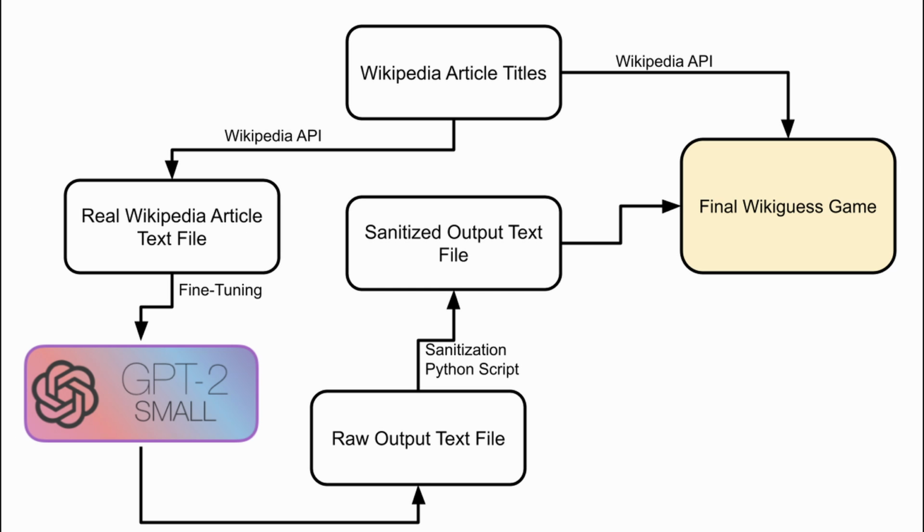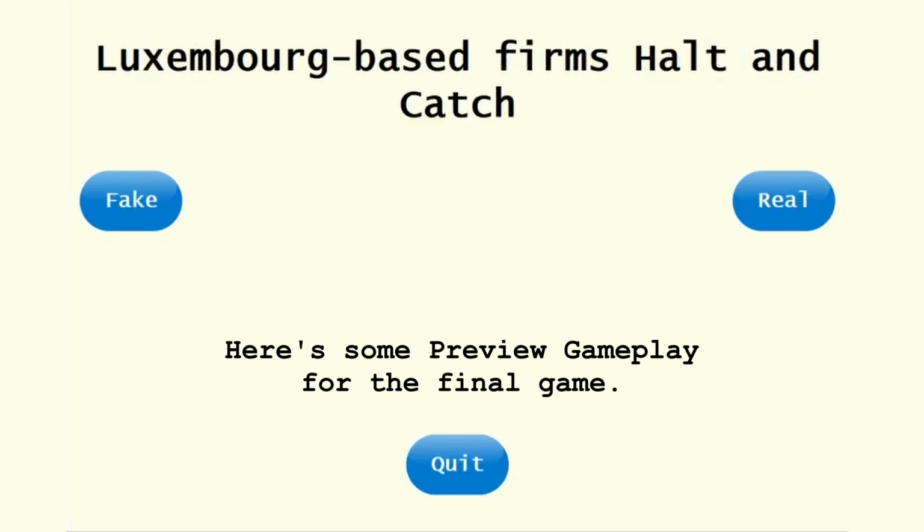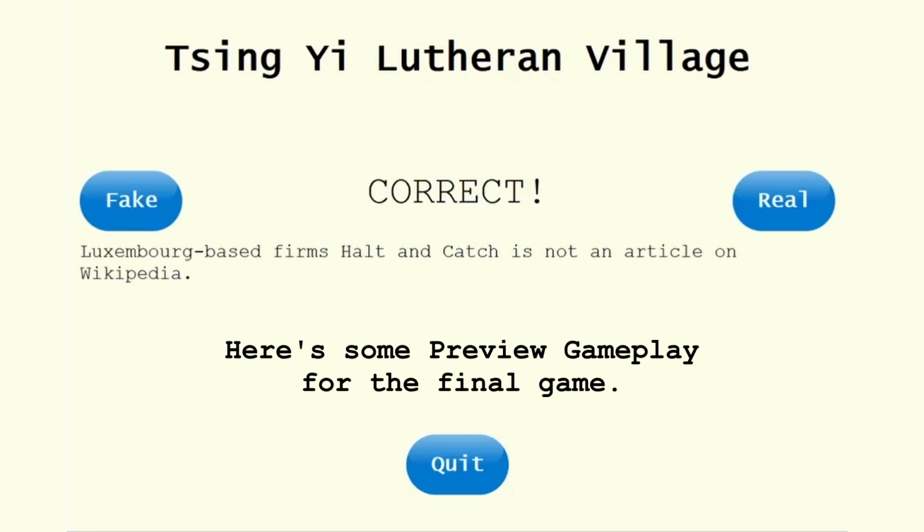So I decided I'd train GPT-2 on Wikipedia article titles and try to make a game out of that, and I think it succeeded very well. Let's take a look. So the first step was fine-tuning GPT-2 on Wikipedia articles.